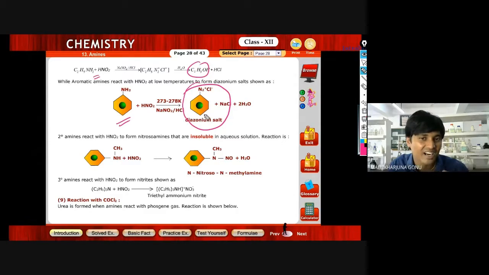Basically, these are the colored compounds. Yellow colored, orange colored, this type of diazonium. Different functional groups can be prepared. So further, whatever the functional group you can use. So here HNO2, or you can use NaNO2 HCl.